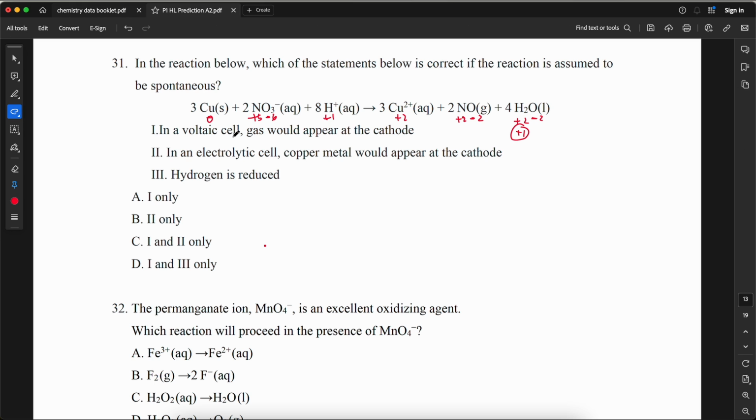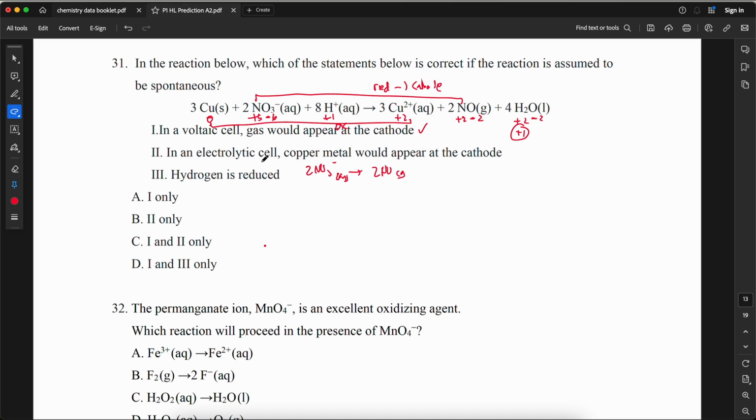Okay, in the voltaic cell, gas would appear at the cathode. This one is reduction, because +5 changes to +2. And then this one will be oxidation. In the voltaic cell, gas would appear at the cathode. So 2NO3 minus will produce 2NO gas. Okay, so it's true because the cathode experiences reduction. So at the cathode, gas would appear, which is NO gas.